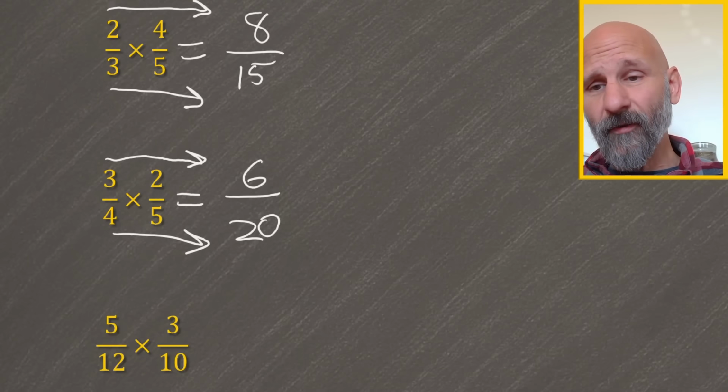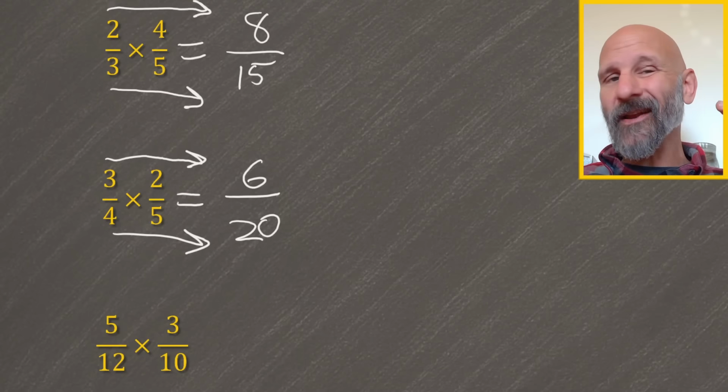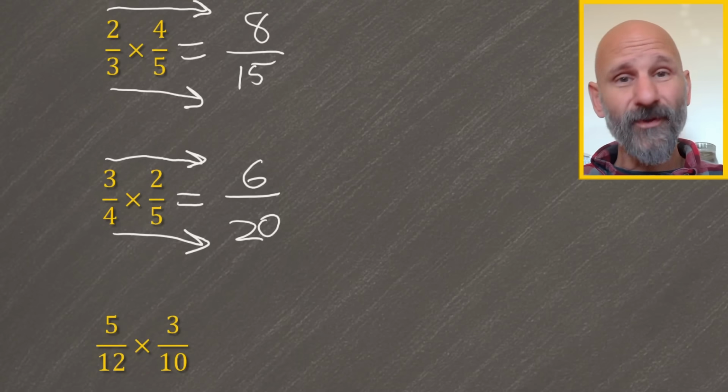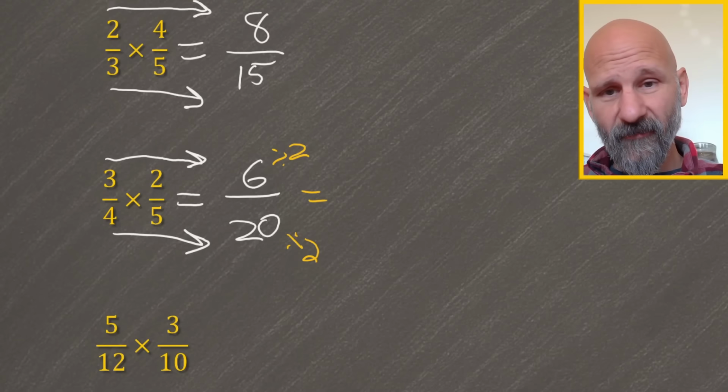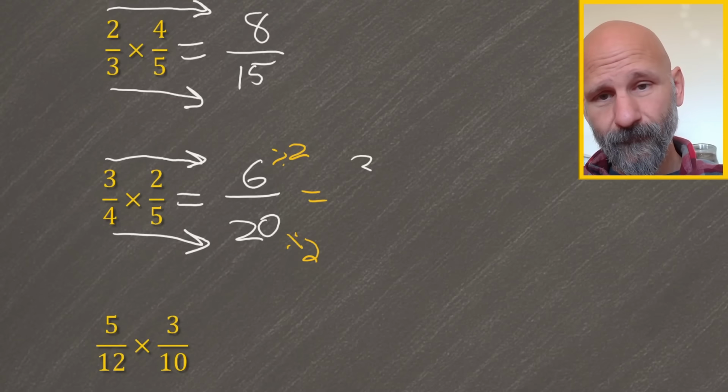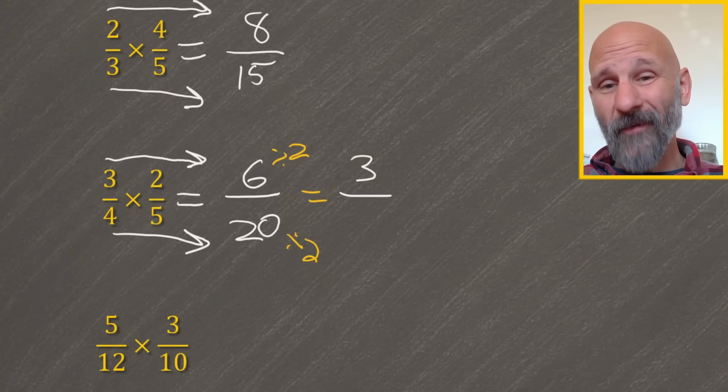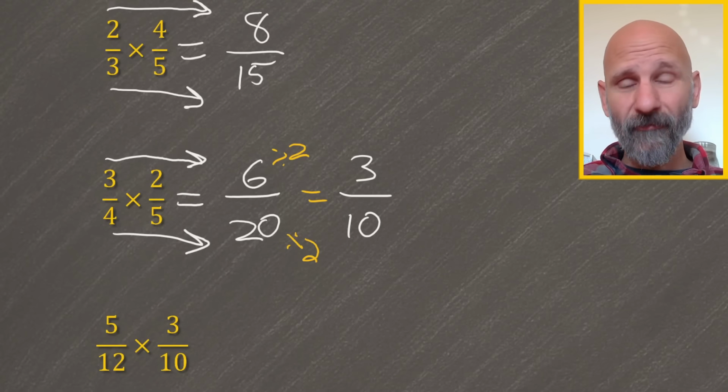So in this case here, they're both even, so I know that I can divide both of them by 2. So you're supposed to do that. Divide by 2 and divide by 2. Okay, 6 divided by 2, that's going to make 3, over 20 divided by 2 makes 10. And that's now in simplest form.